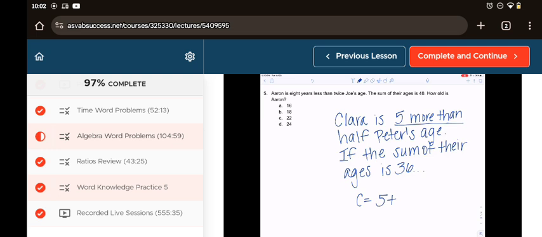Half of Peter's age. We can either take Peter and divide him by 2, or we can do 1/2 Peter. Okay, Peter divided by 2. Perfect. There you go. That's your first equation. The second thing is Clara plus Peter equals 36. Okay, good. All right.